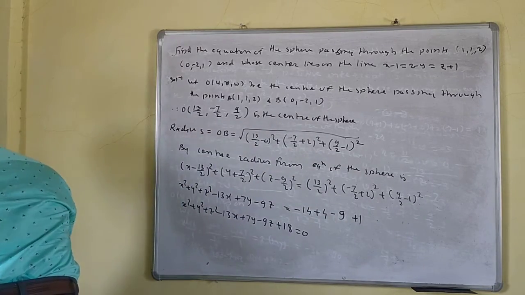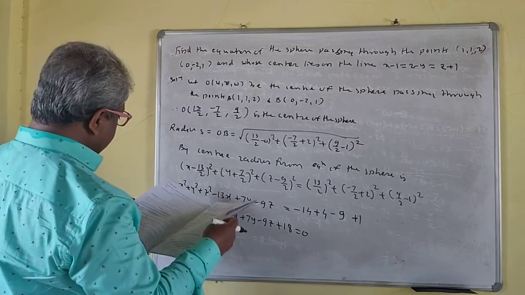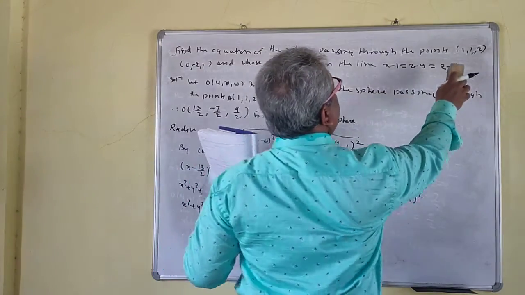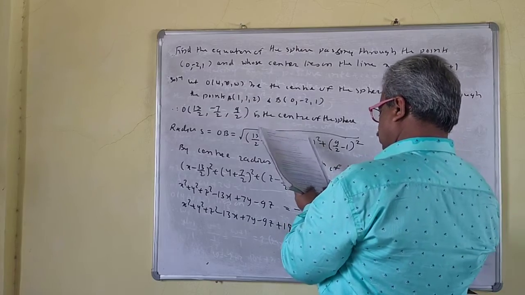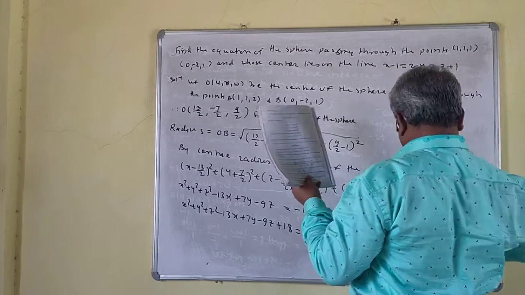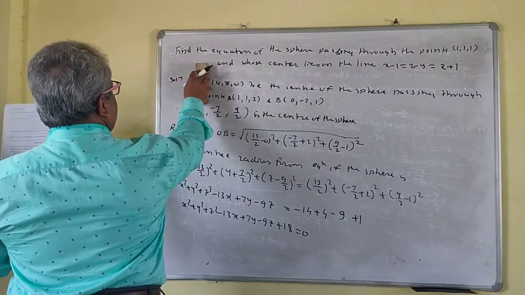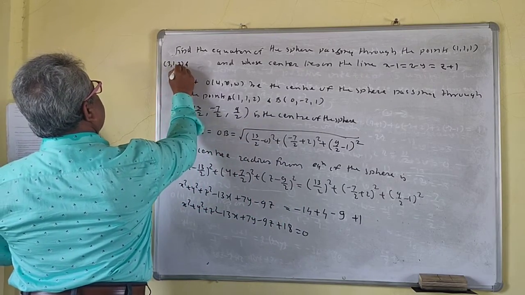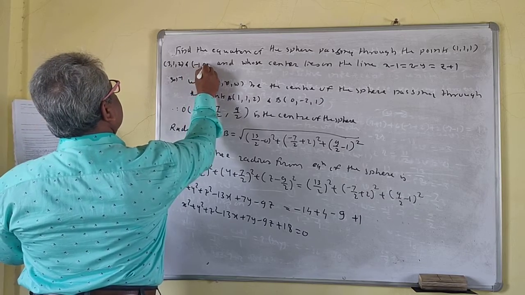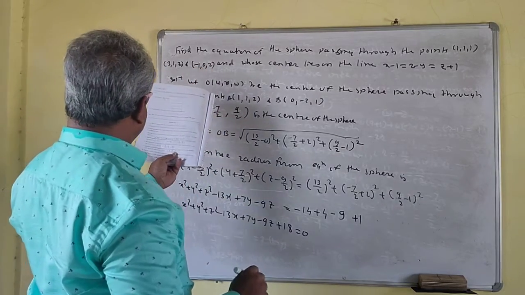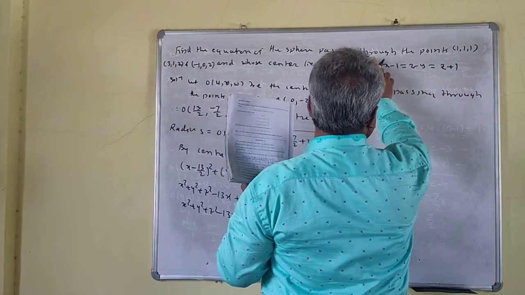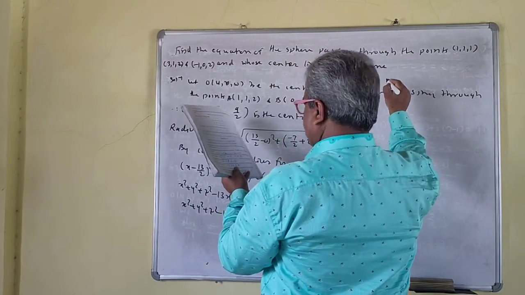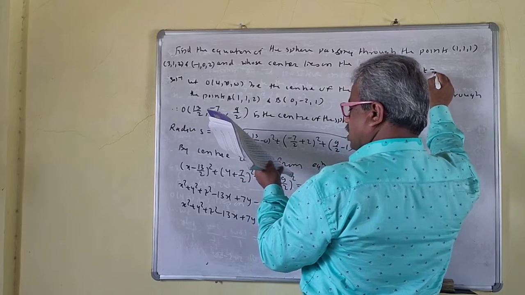Now next we will find the equation of the sphere passing through the points 1 1 1, 3 1 2 and minus 1 0 2, and whose center lies on the plane x plus y plus z is equal to 4.